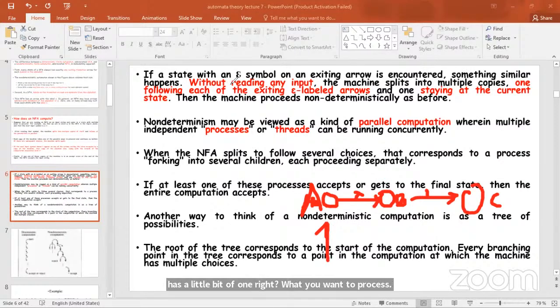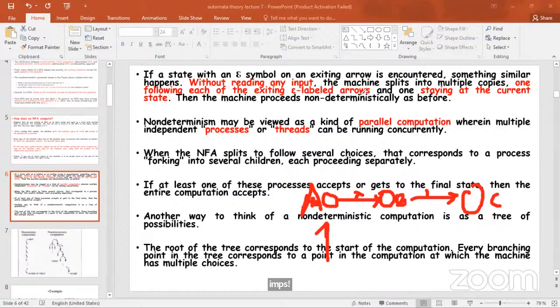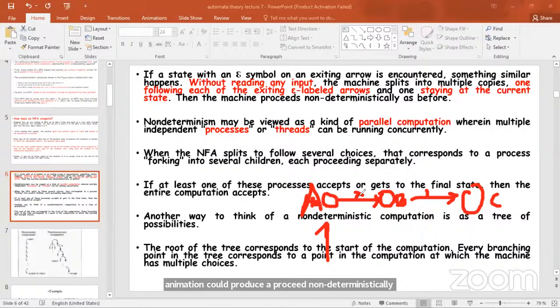Now, I said, without reading any inputs at all, the machine splits into multiple copies, one following each of the exiting lambda-labeled arrows, and one staying at the current state. Then the machine proceeds non-deterministically. That means if you want to process a 1 and you are here and you just have an empty string, you can move from A to B without reading anything, then process your 1 from B to C. Just put that at the back of your mind, just for information. We're going to see how it operates.